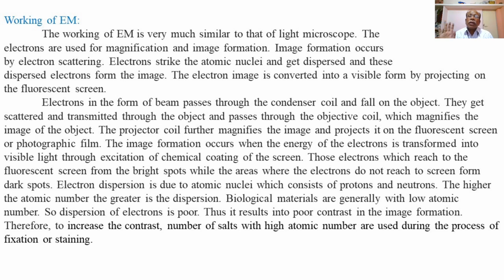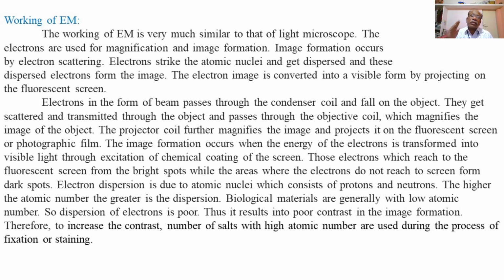Those electrons which reach the fluorescent screen form the bright spots, while the areas where the electrons do not reach the screen form dark spots. Electron dispersion is due to atomic nuclei, which consist of protons and neutrons. The higher the atomic number, the greater is the dispersion.